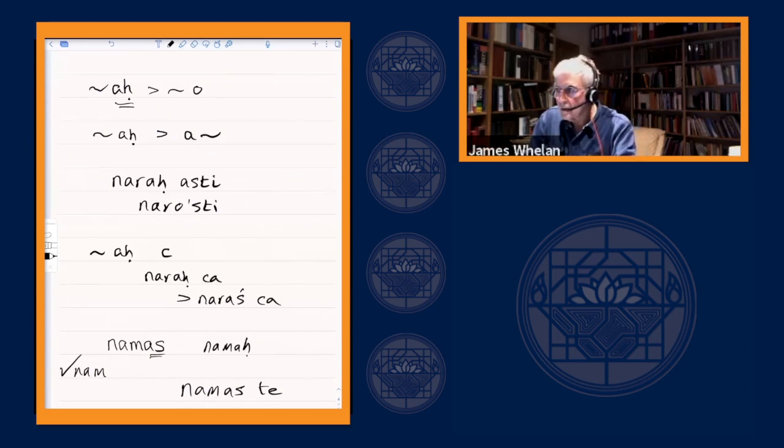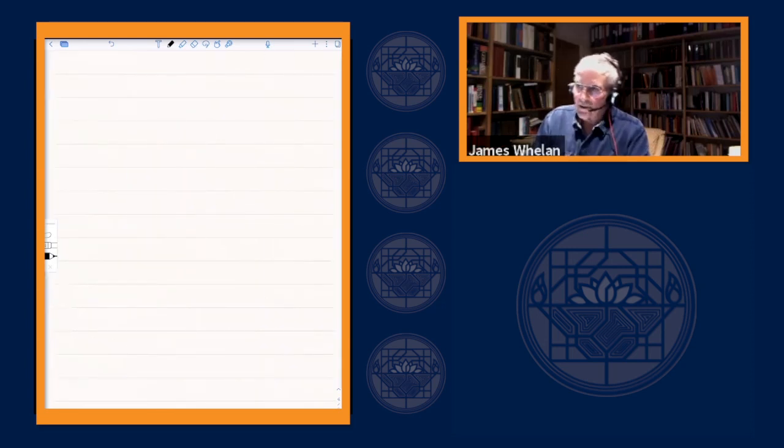Can I ask something, James? Please, Mariano. When you write in Devanagari, when you write naro 'sti, is it plain or is there any sign? Yes, you can have a little sign there that looks a bit like an English S. It's called the avagraha.